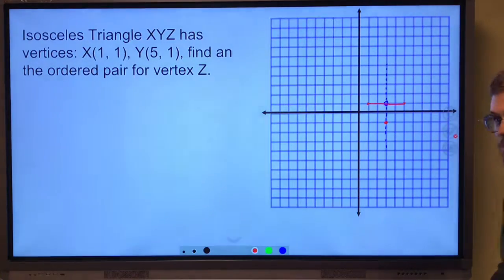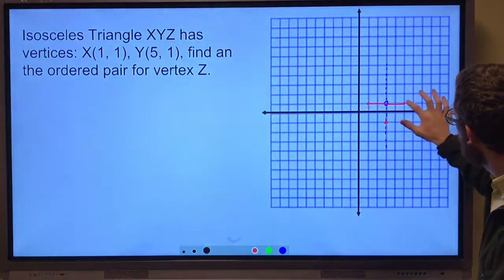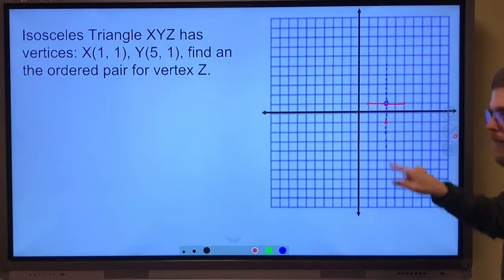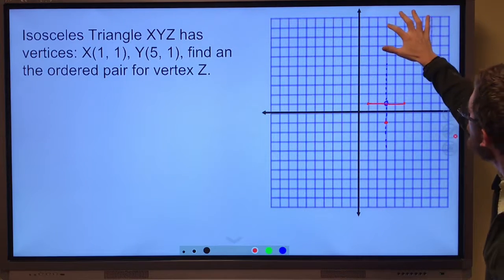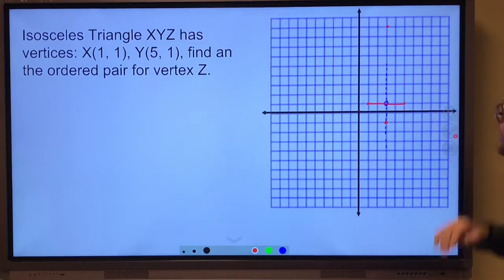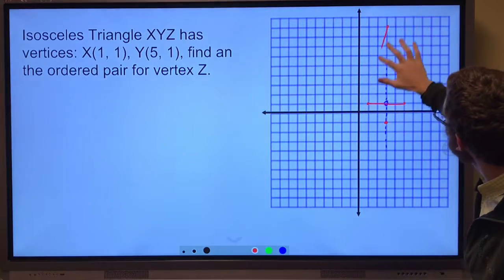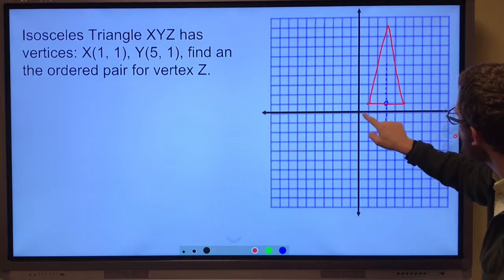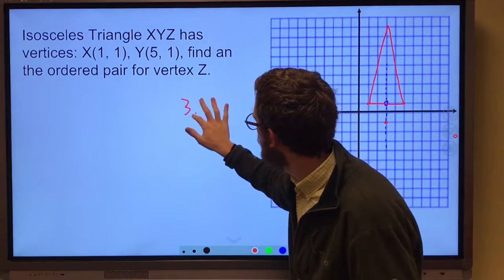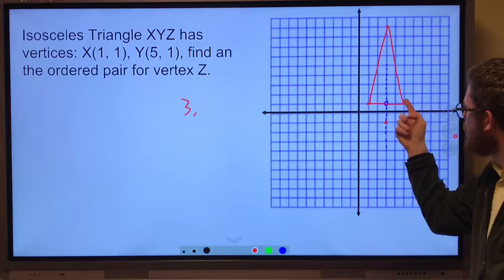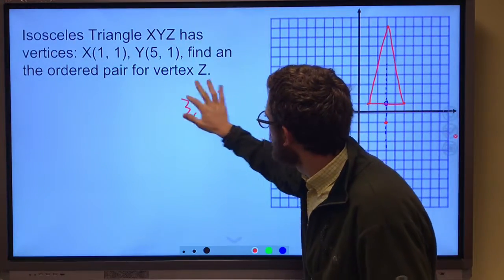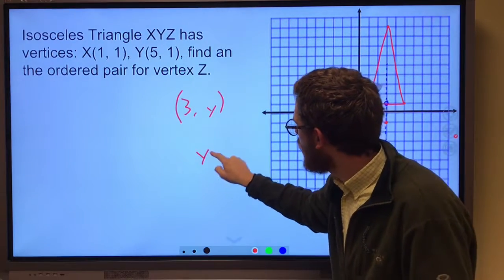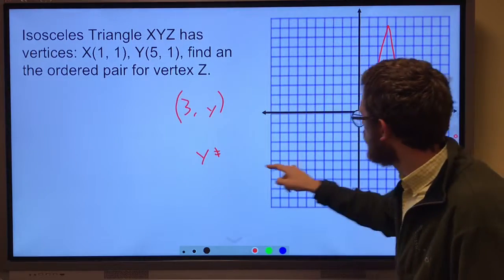So there, if I let that be the base of my isosceles triangle, that right there would be an isosceles triangle. Those two sides would be congruent. I could do a point way up here. Notice how those two would be congruent sides if I drew those. As long as our x value is 3, and then it doesn't matter what we let that y value be, any y value, as long as y does not equal 1.